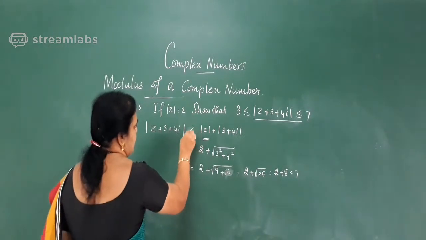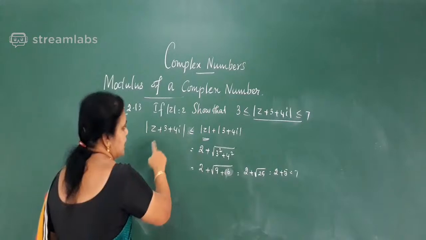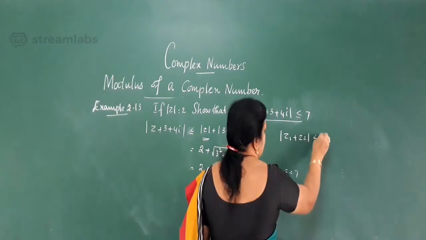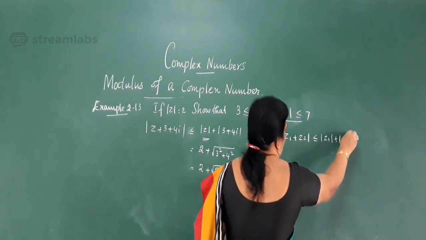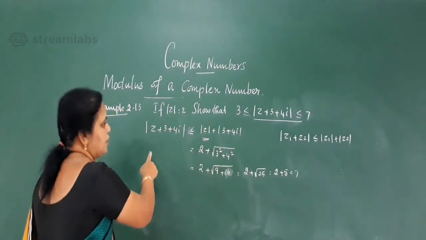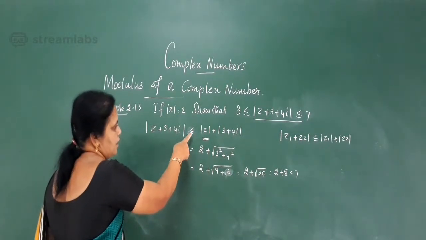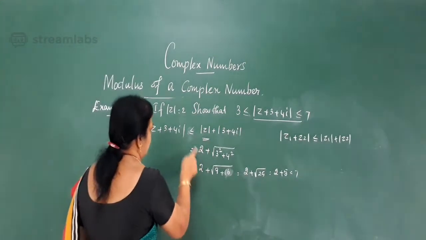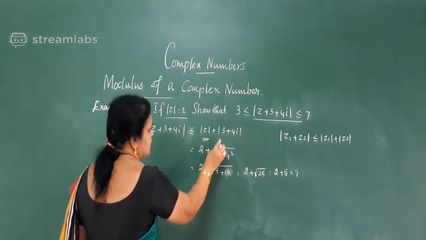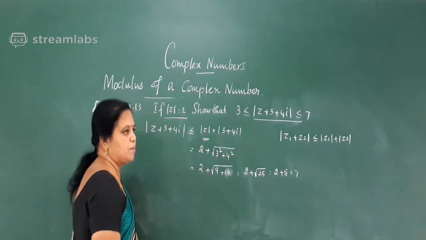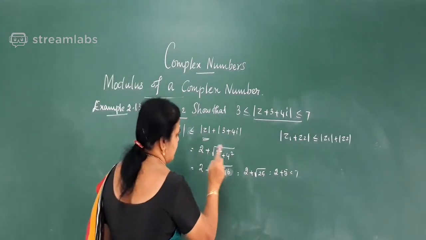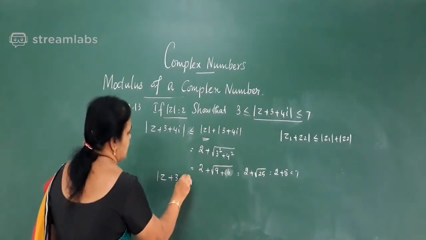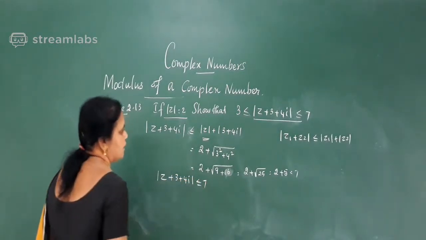So you just take this up. Why? Because already we told the triangle inequality: modulus z1 plus z2 is less than or equal to modulus z1 plus modulus z2. By using this property, I have written this. So here it has become less than or equal to. This value is 2, they have given in the sum itself, plus we have to find the modulus of this complex number 3 plus 4i, root of 3 squared plus 4 squared. So this is the answer. So modulus z plus 3 plus 4i is less than or equal to 7.